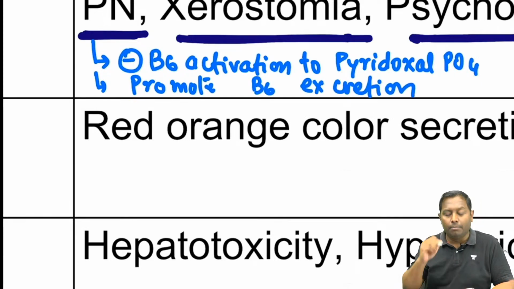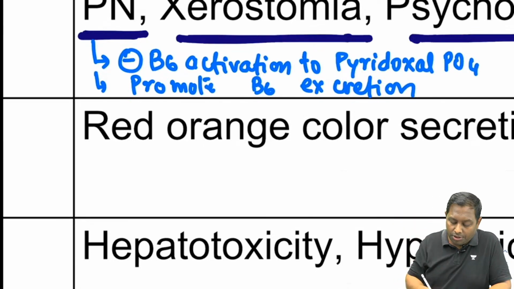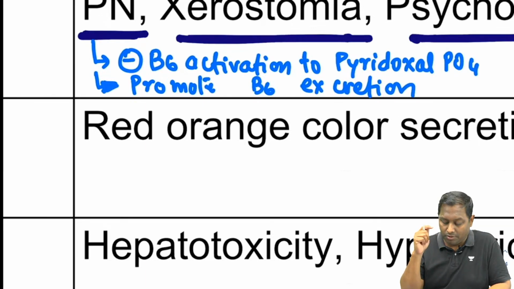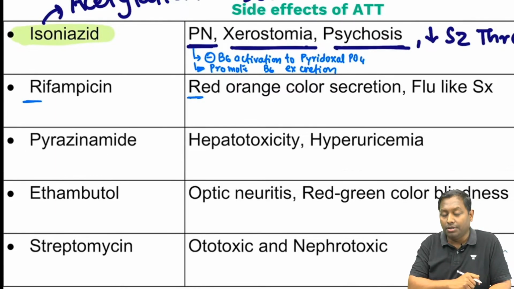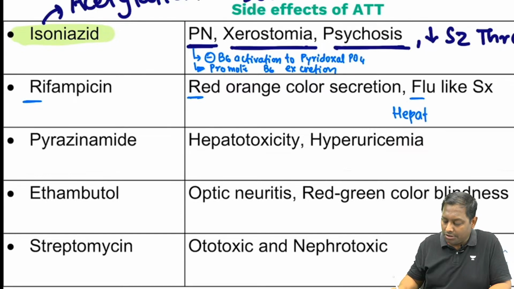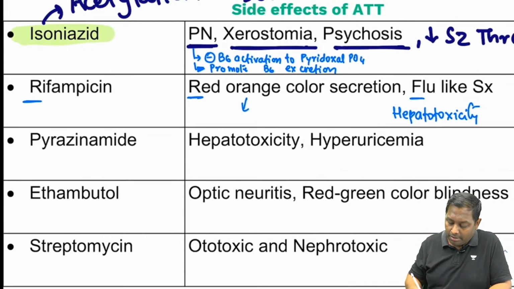To avoid this problem, what do we do? We add pyridoxine with the isoniazid. So with all the first line drugs, we always add pyridoxine. There are two reasons that I have explained to all of you, adding on to the peripheral neuropathy of isoniazid. Then we have a harmless kind of side effect for rifampicin, red-orange urine discoloration. They can also lead to flu-like symptoms and hepatotoxicity. They can also cause hepatotoxicity, although the hepatotoxicity is lesser than pyrazinamide. This will be relatively a harmless kind of side effect.